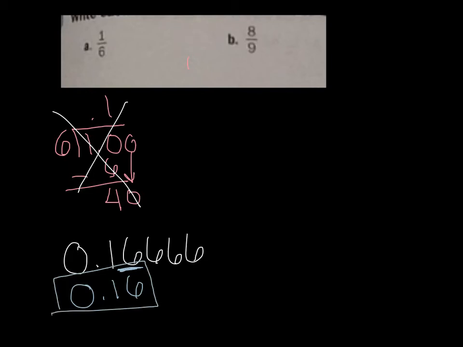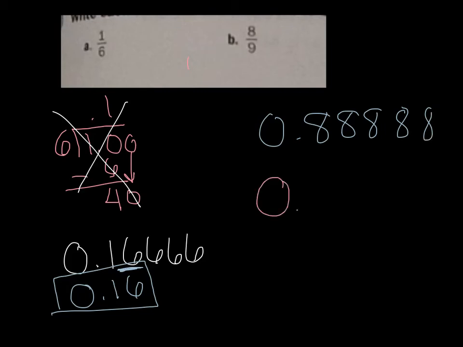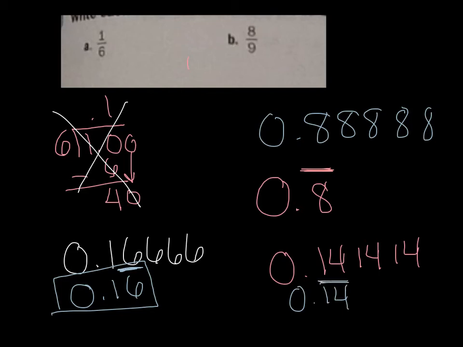Now on to letter B. On my calculator, if I take 8 divided by 9, I'm going to get 0.88888 forever. Again, using bar notation, I'm going to have my 0.8, and since it's the 8 that's repeating, I'm putting the bar over the 8. On your calculator, if you were to try another one and say you get 141414 repeating, my bar notation would then go over both the 1 and the 4, since both of those are the ones that are repeating.